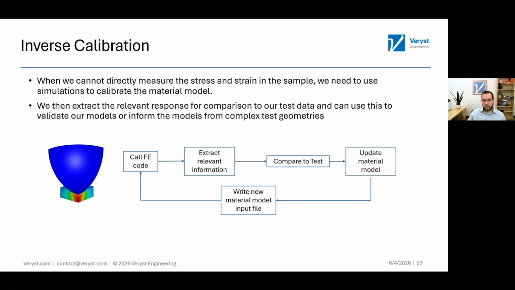A good example of this is calibrating the constitutive model from a nano indentation test. You have your force and displacement data, you have your FEA equivalent, and you optimize over the data to get your constitutive model.